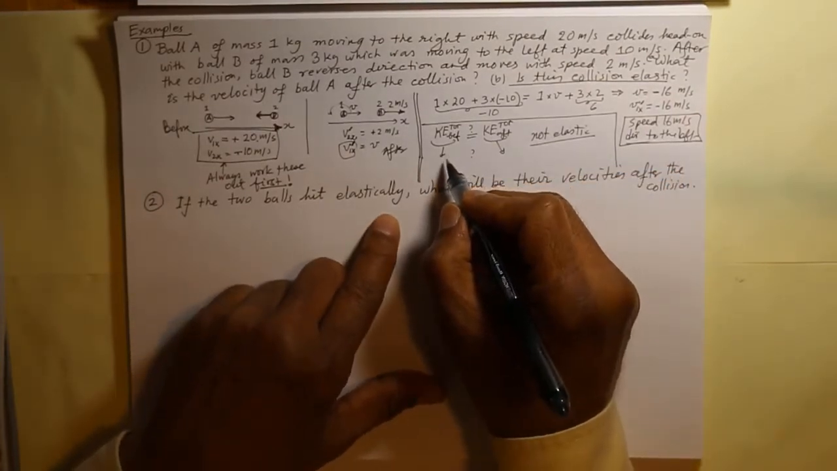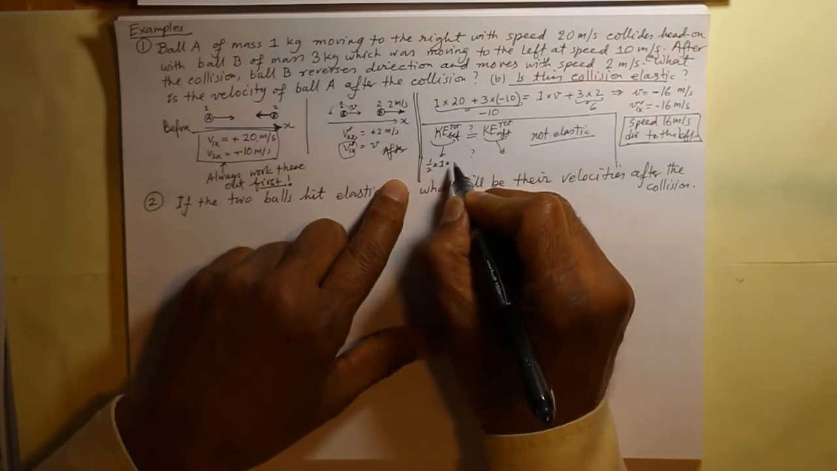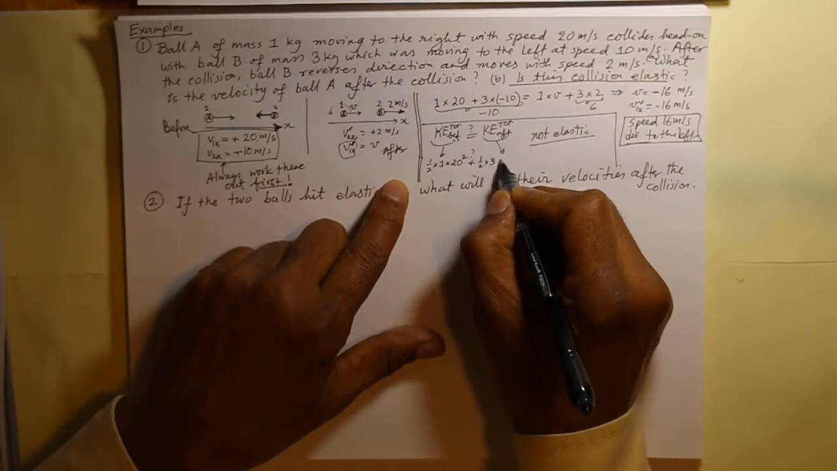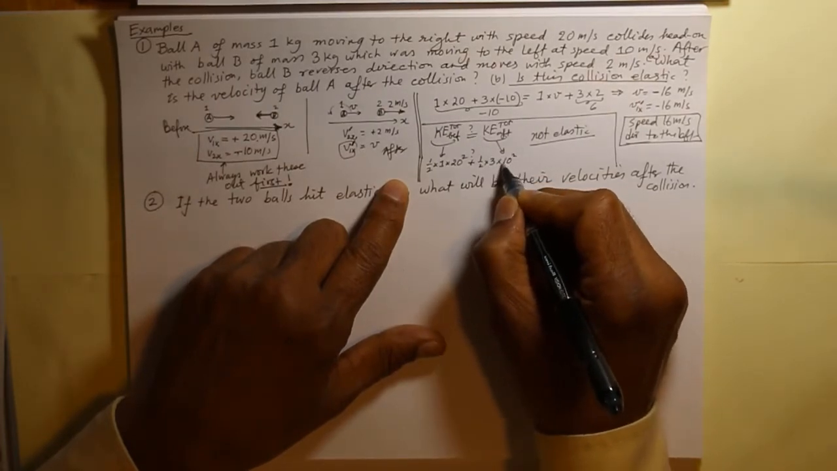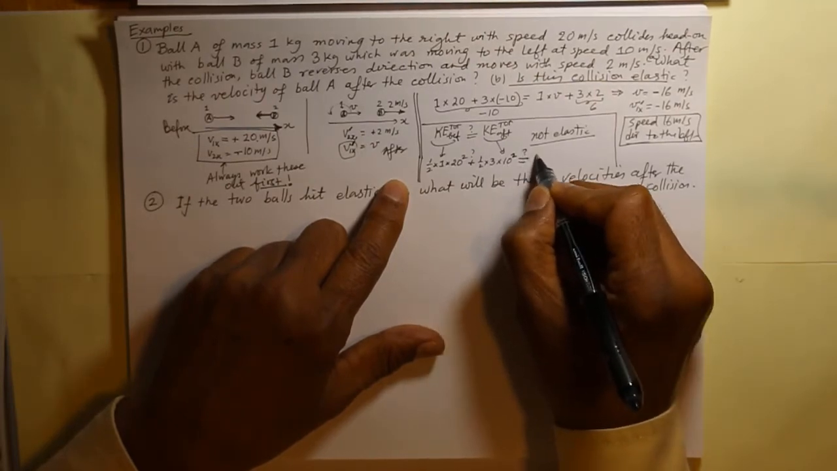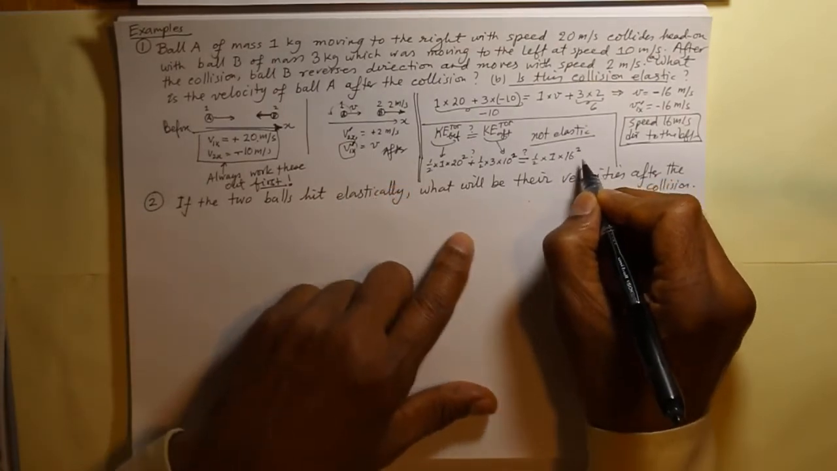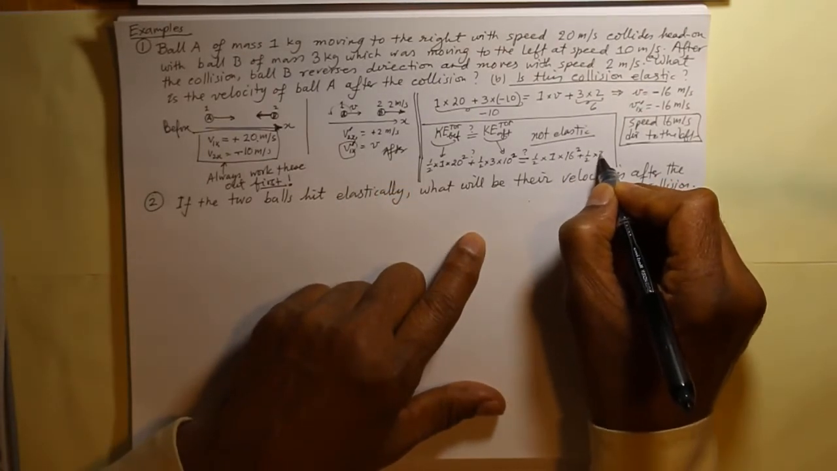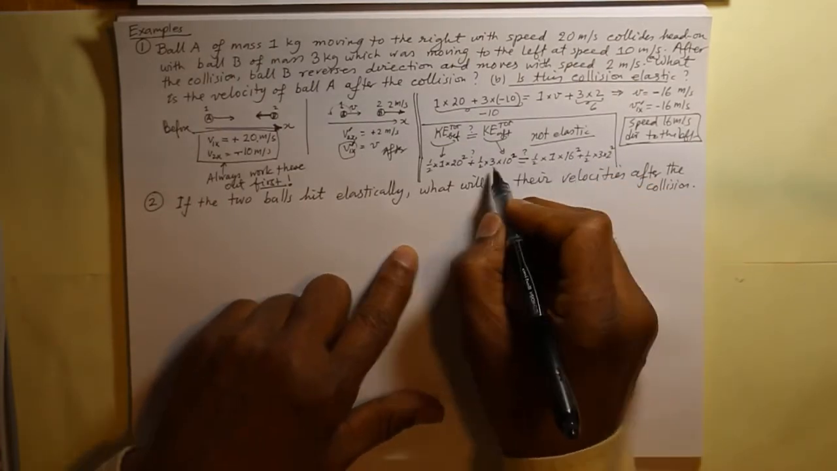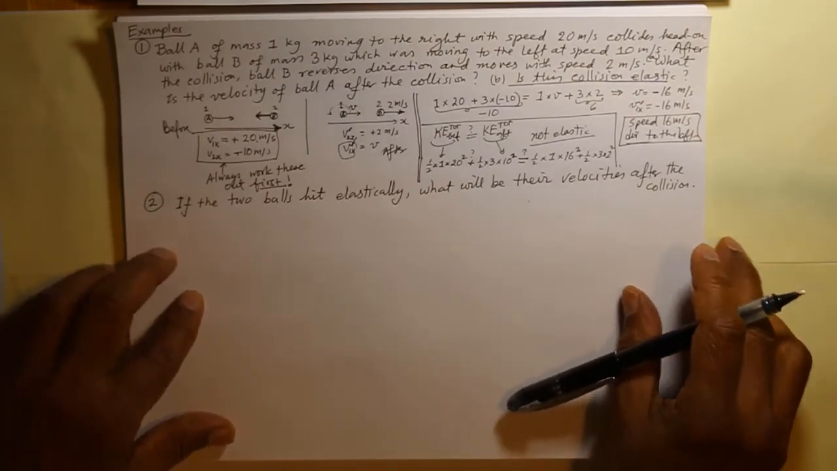So for instance, I will have half times 1 kilogram times 20 squared, plus half times 3 kilogram times 10 squared. I don't need to have a minus there because of the speed. Is this equal to half times 1 kilogram times 16 squared, plus half times 3 kilogram times 2 squared? You have to add these and see if they're equal to each other. They're not in this case. Okay.